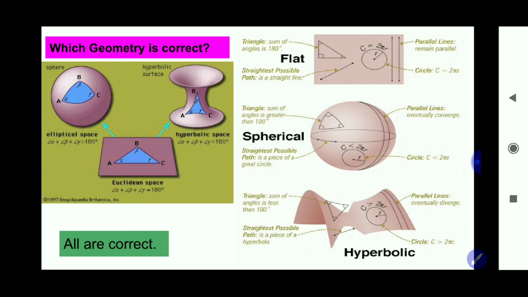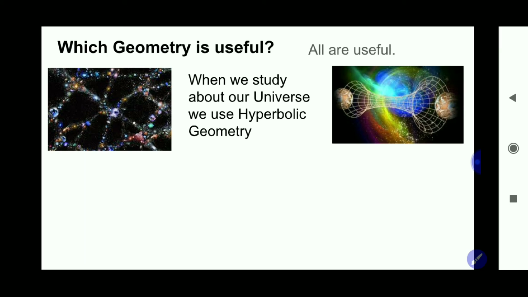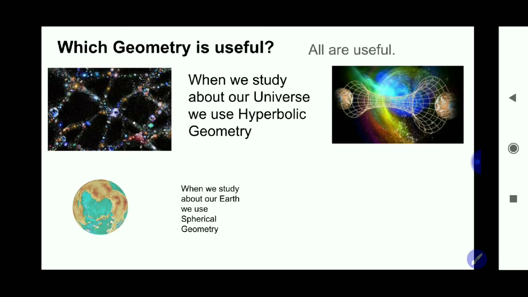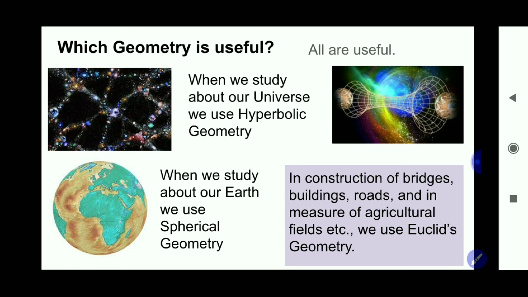So which geometry is correct? Dear students, all are correct. And one more thing, all are self-sufficient. That means spherical geometry is not dependent on Euclid geometry, at the same time not dependent on hyperbolic geometry. Similarly, the principles of hyperbolic geometry do not depend on spherical or Euclid geometry. All are self-sufficient and all are correct also. Then which geometry is useful? When we study our universe, we use hyperbolic geometry. When we study our earth, we use spherical geometry. In construction of bridges, buildings, roads, and in measuring agricultural fields, etc., we use Euclidean geometry.